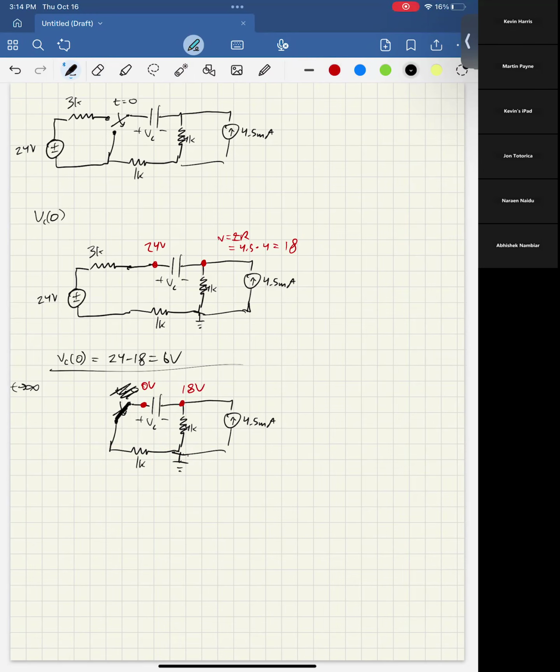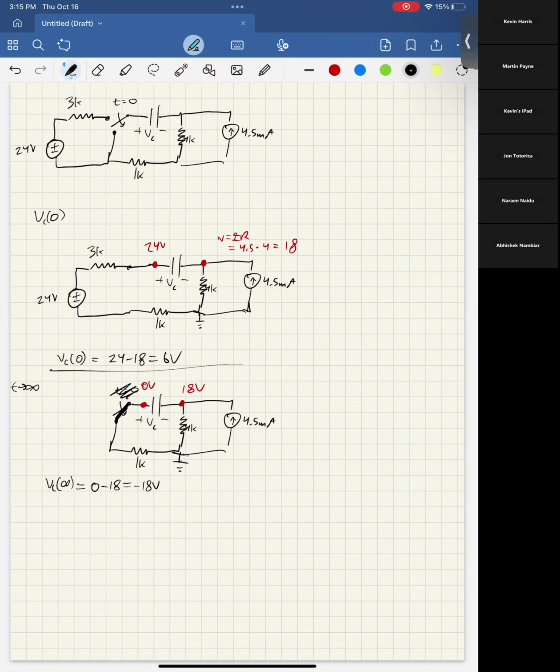Now, VC, because of the way it was labeled in the question initially, with the plus on the right and the minus on the left, we have to keep that the same between the first part and the second part. So VC of infinity would actually be 0 minus 18, so it would be negative 18 volts.